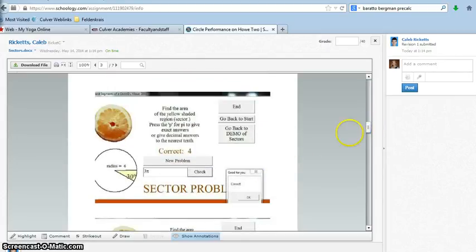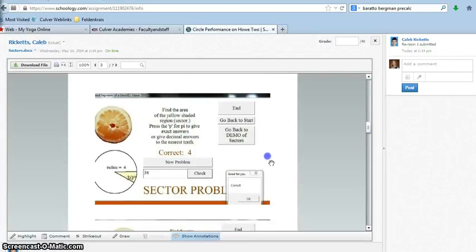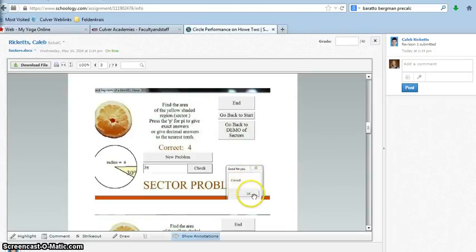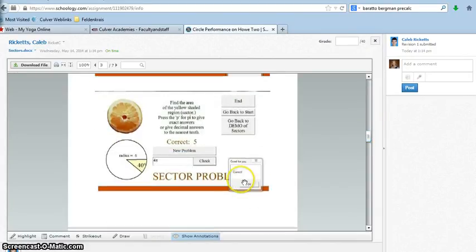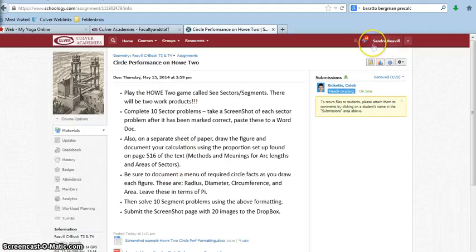Notice that there's a correct box on each of these problems, and you'll have 20 exercises total. You'll have 10 sector problems followed by 10 segment problems. The sector problems are easier, so I would do those first.